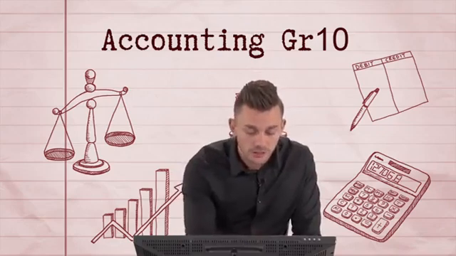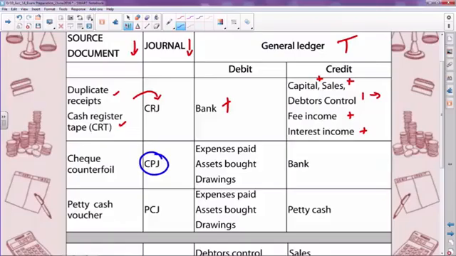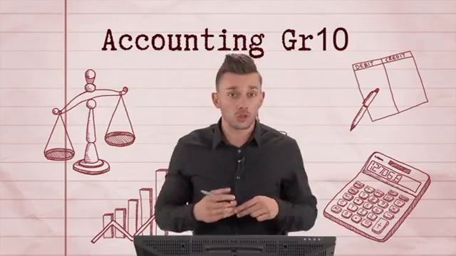Your next journal we looked at was your CPJ, the source document, again, your cheque counterfoil. And what do we do here? We normally pay our expenses, we buy assets, or the owner takes money as drawings. And now remember, your bank is an asset. What happens to this asset? The asset will go down on the credit side. So therefore know that bank will always be credited when we pay or buy, and therefore bank will decrease. So know these 2 journals. I'm sure they'll ask you questions about it.